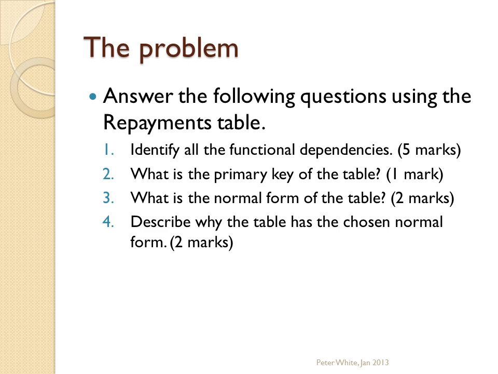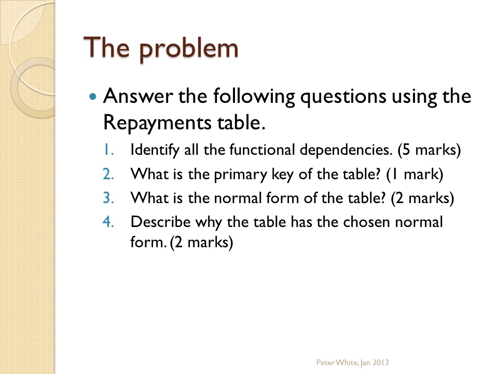So here's our typical normalisation problem. This is the sort that you'll find either in an assignment or in an exam. It would typically ask you to do four things. Firstly, identify all of the functional dependencies in the table. Secondly, identify what is the primary key of that table. Thirdly, determine what is the normal form of the table, and then finally describe why the table is in that particular normal form.